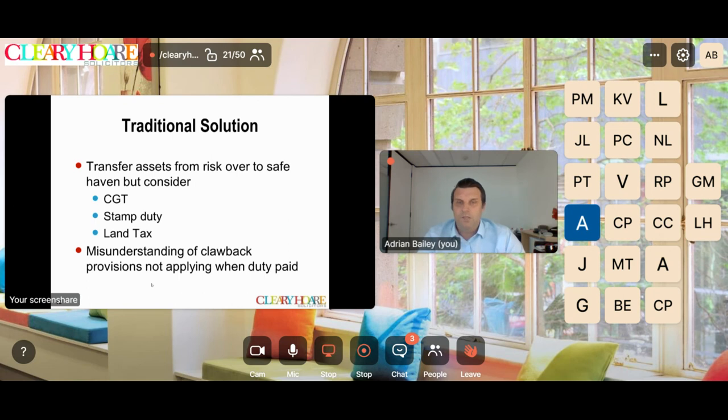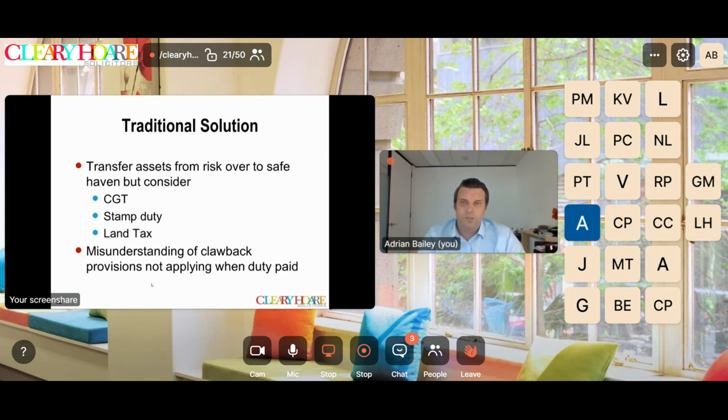One thing that we do need to be careful of, though, is that often there's a common misunderstanding that if we transfer the assets and we pay duty or we pay tax, then the clawback provisions don't apply. But they still do apply. So in the case of transferring assets away from individuals, we need to think about undervalued transactions, and we need to think about transfers to defeat creditors, as well as those preference payments provisions. So just because we pay the tax doesn't solve our issue.